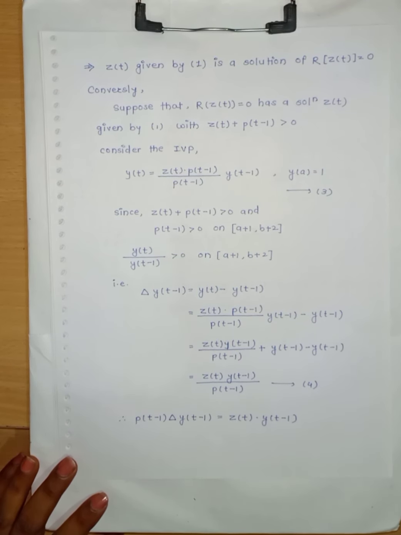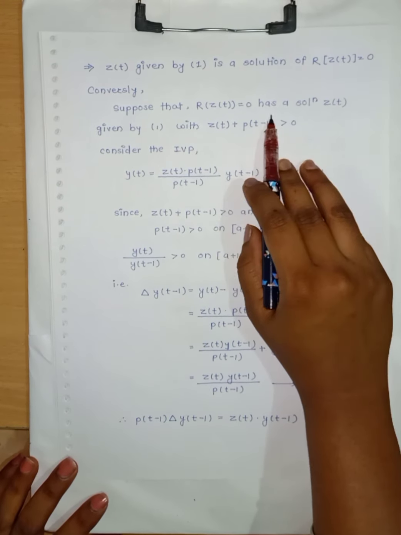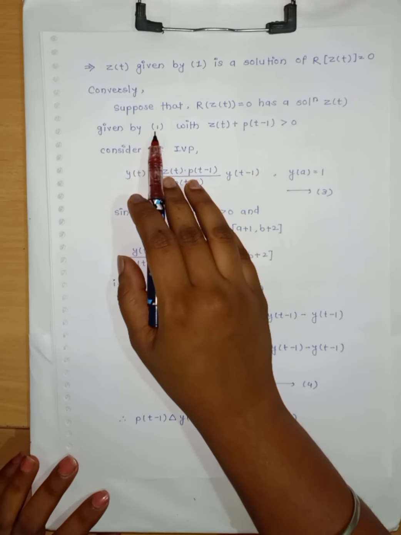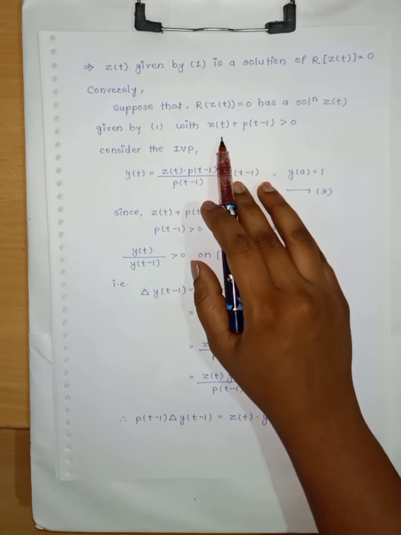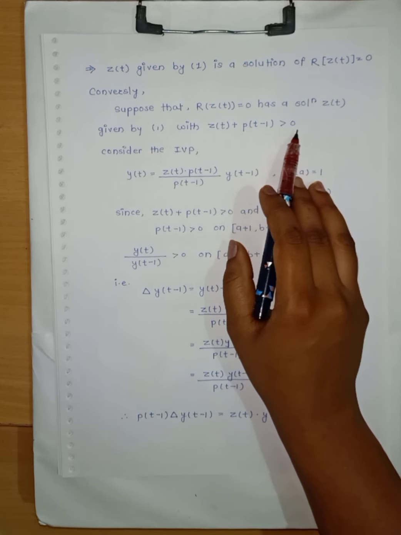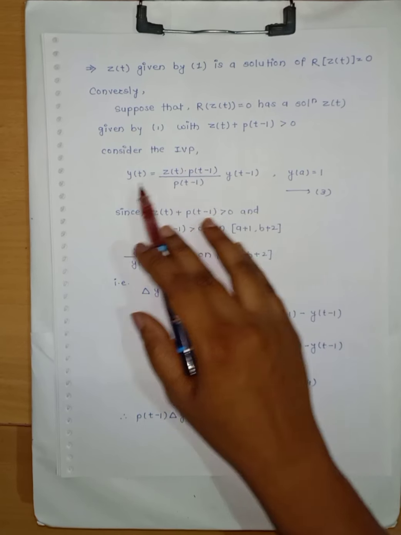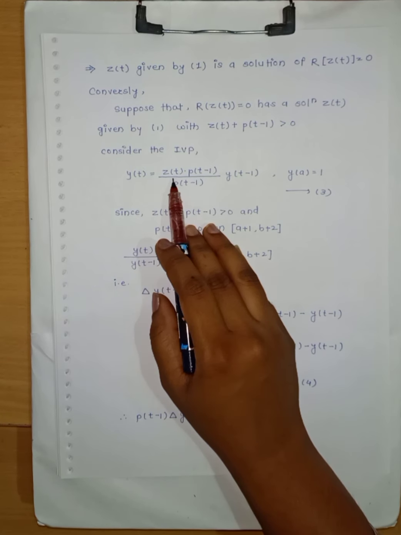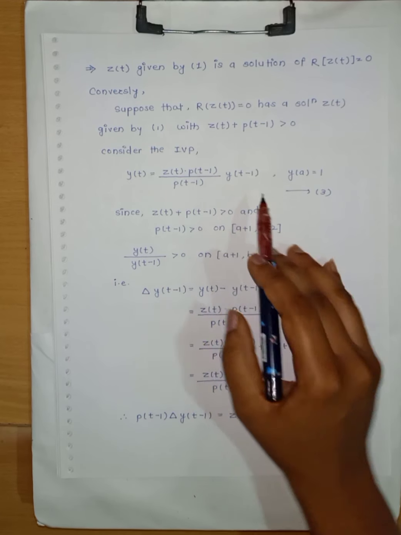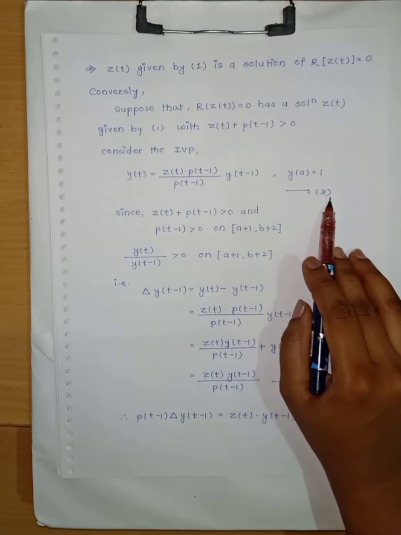Now conversely, we have to suppose that R of z of t equals 0 has a solution z of t that is given by equation 1 with z of t plus p of t minus 1 greater than 0. Now consider the IVP, that is y of t equals z of t into p of t minus 1 upon p of t minus 1 into y of t minus 1, where y of a equals 1. Give this as equation number 3.